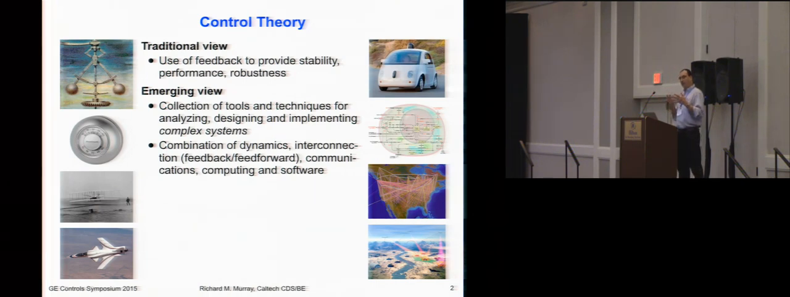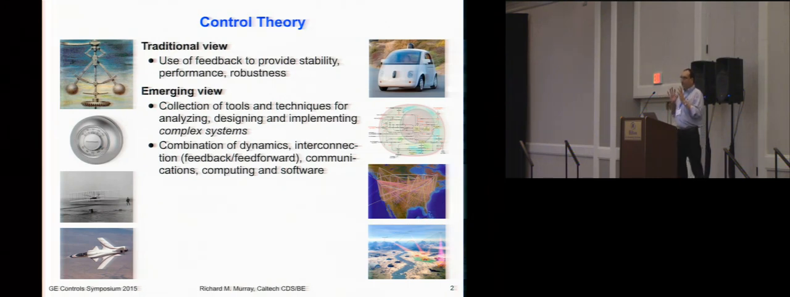And I think the things that maybe distinguish control theory a little bit is that we really think about the combination of dynamics, interconnection, communications, computing, and software, right? And the dynamics matter, and the interconnection matters, and again, stability, performance, and robustness sitting on top of all of that. So the perspective that we take is, how do we interconnect and build these extremely complex systems in a way that gives robust performance against some specification of desired behaviors?